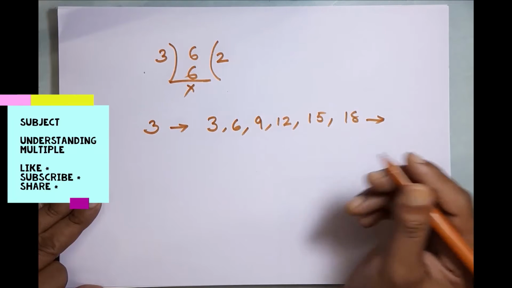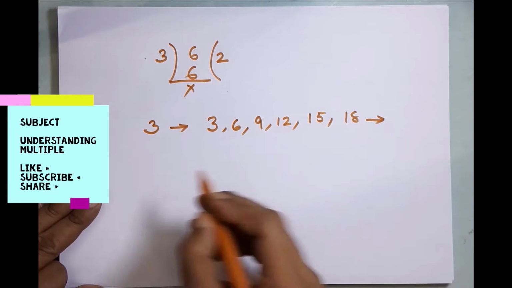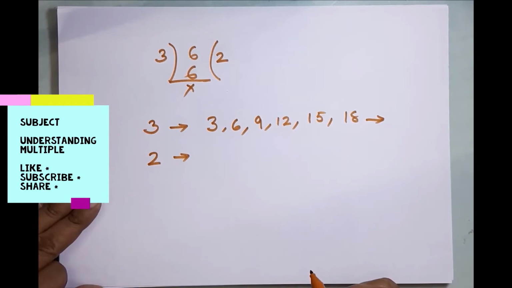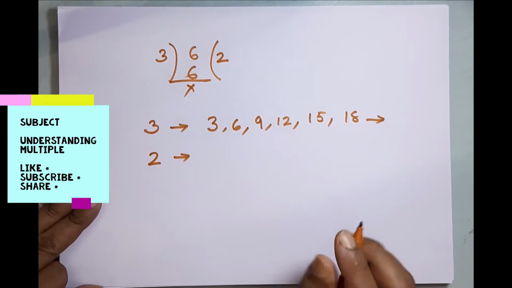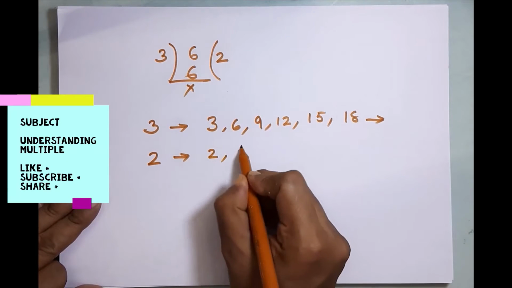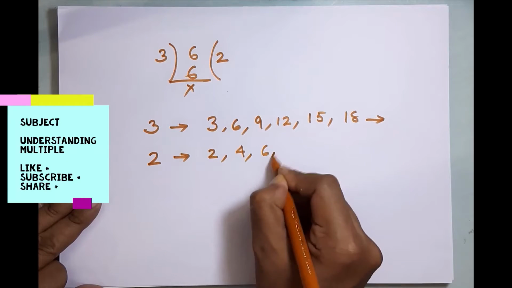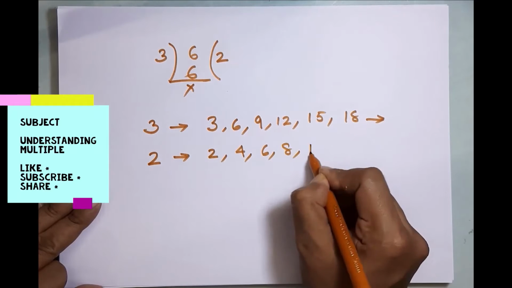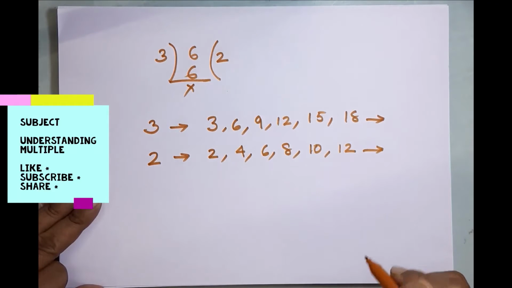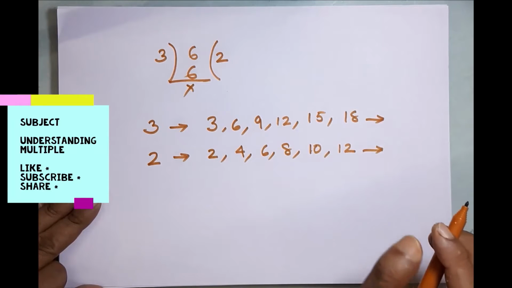Okay, so let us take another example. Let us consider 2 as an integer. Will you be able to give me the multiples of 2? Yes, it is pretty easy and straightforward, isn't it? So the multiples of 2 are 2, 4, 6, 8, 10, 12, so on and so forth. So these are the multiples.